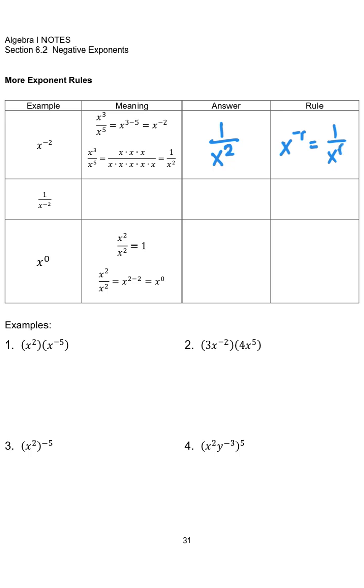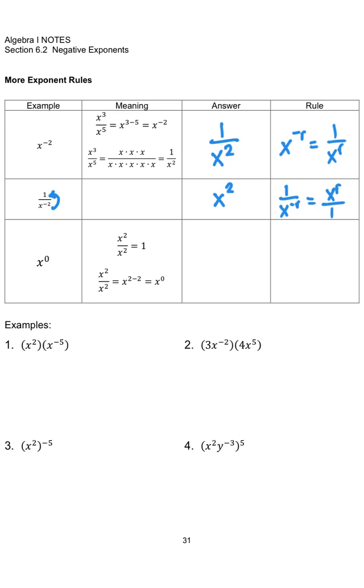For the next one, it says 1 over x to the power of negative 2. Well, we need to basically move this up here in order to make it positive. So when we move it up, we have x squared. And that rule looks like this: 1 over x to the power of negative r equals x to the r over 1. Well, that r is an exponent.